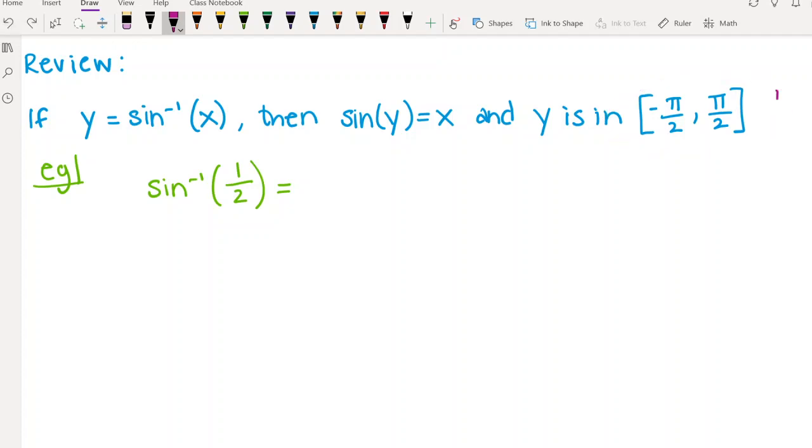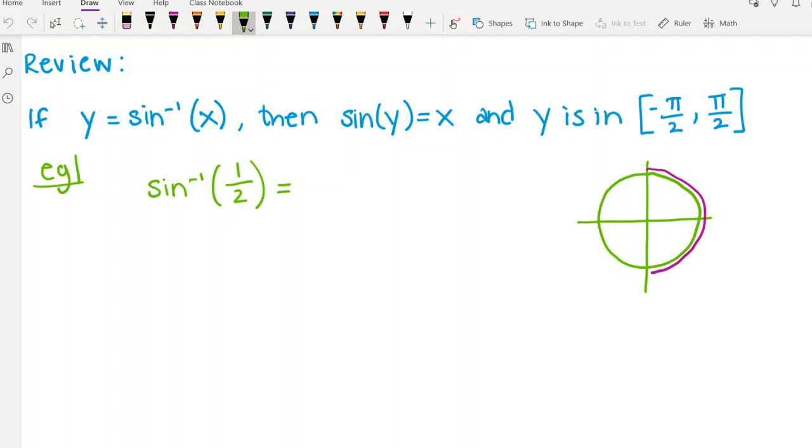So let me draw a quick sketch of the unit circle here to help us figure this out. So when you're doing inverse sine, you're specifically looking for angles that are in this part of the unit circle. You're looking for angles that are either from 0 to pi over 2 or 0 to negative pi over 2. So what is the angle in that range that has sine equal to 1/2?